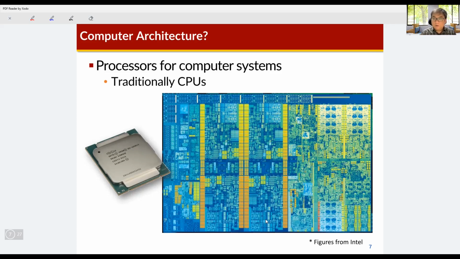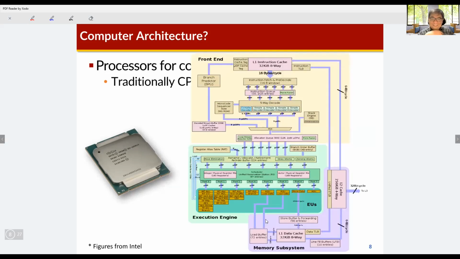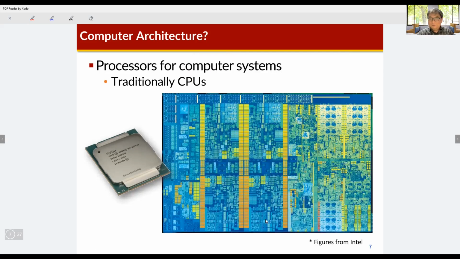So we learned some basic concepts of processor architecture in the previous courses. But the CPU architecture is also very complex. As you know, the Intel Xeon processor includes billions of transistors, and that means the processor architecture, the CPU architecture, is also very complex. So we can understand the architecture of this processor with this diagram.